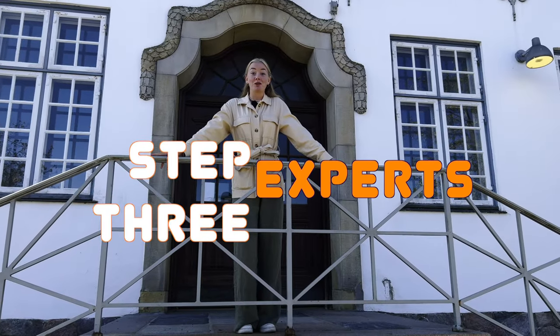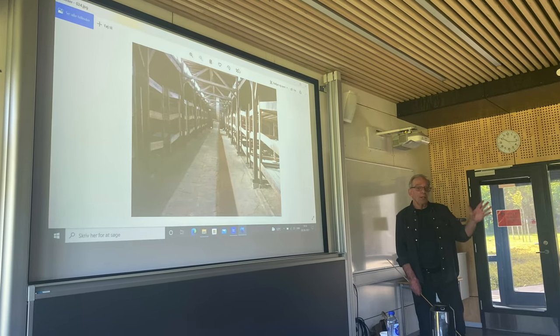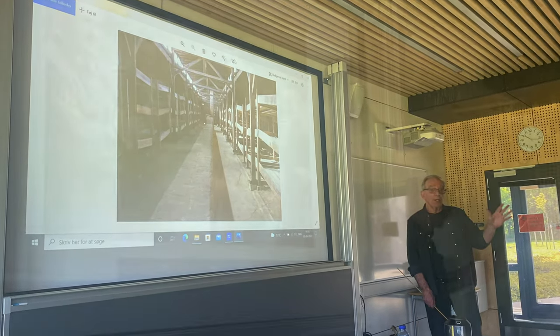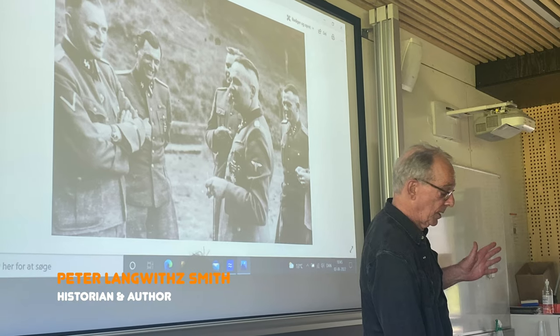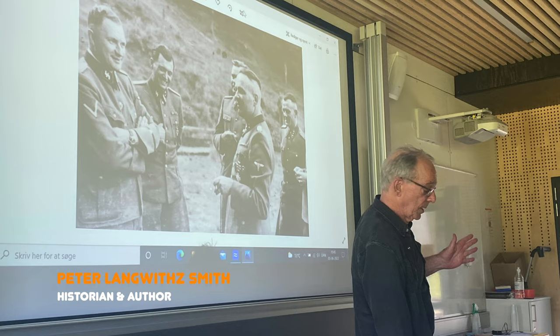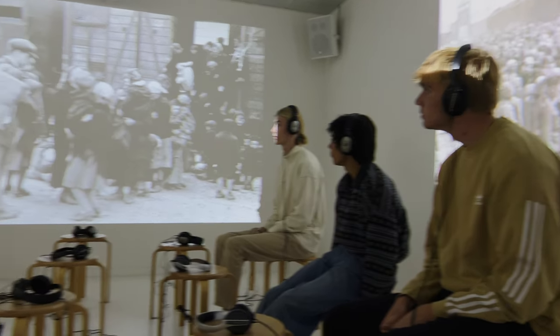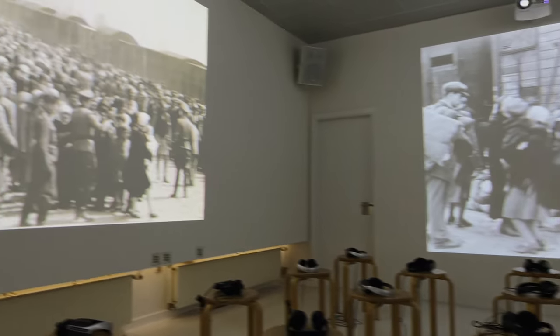Step three, to learn or not to learn. We learned by having an expert out who had worked with the topic Holocaust for more than 50 years. The expert talked a lot about concentration camps and how it affected the soldiers by living there. In general, he informed us about different tragedies and special episodes that have occurred under the Holocaust.